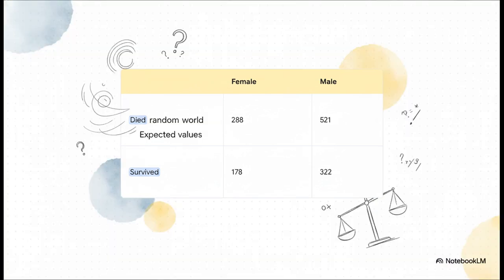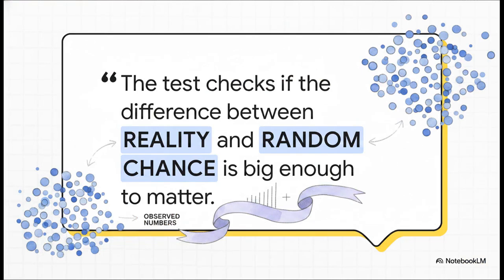Okay, now for the cool part. The test does this really interesting calculation. It asks, all right, if gender had nothing to do with survival, what would these numbers look like? And you can see, in this random world, we'd expect 288 women to have died. But in reality, only 127 did. That's a huge difference. And that, right there, is the whole point. The test just mathematically measures the size of the gap between what really happened, the observed numbers, and what pure chance would predict, the expected numbers. The bigger that gap is, the more likely it is that something real is going on.